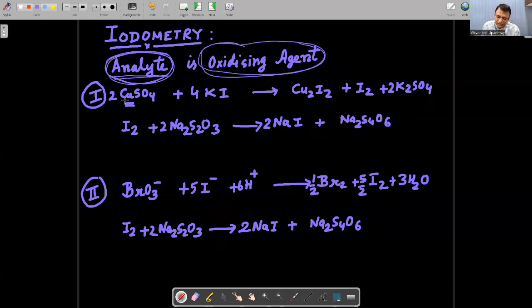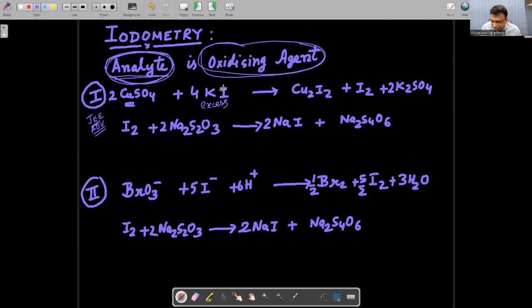For example, this is very important in JEE Advanced. There are questions based on this. In Mains also, this is important because this is a method where in a mineral we find the amount of copper 2 plus ion. In a mineral, copper sulfate, copper 2 plus ion is there and we want to know about it. There is impurity inside it also. So what we'll do is titrate this copper sulfate with excess of KI. So copper sulfate, or the copper 2 plus ion, is the analyte. We want to know about this.